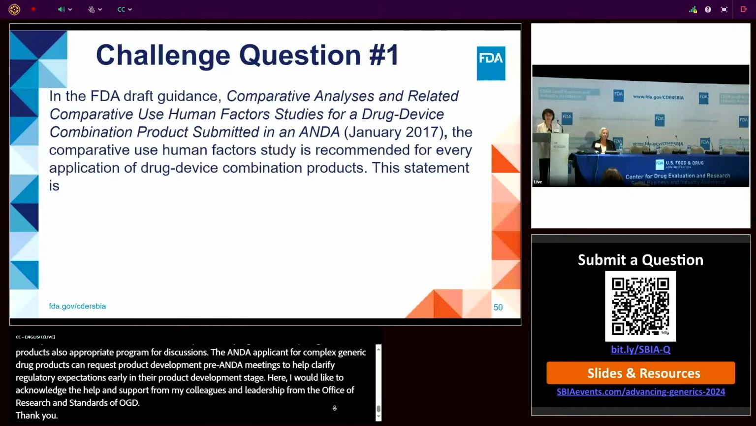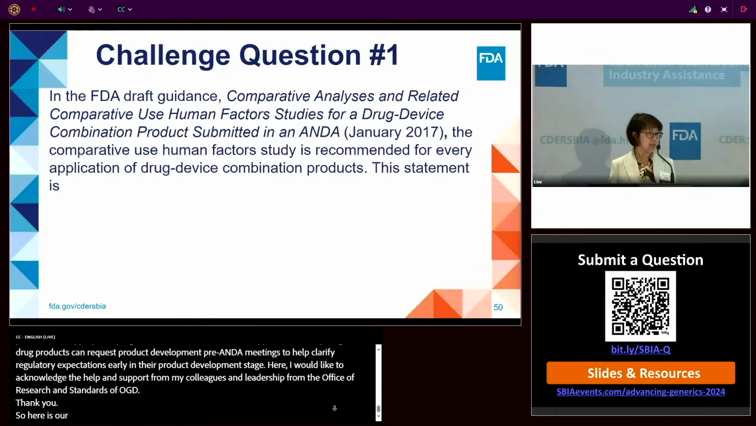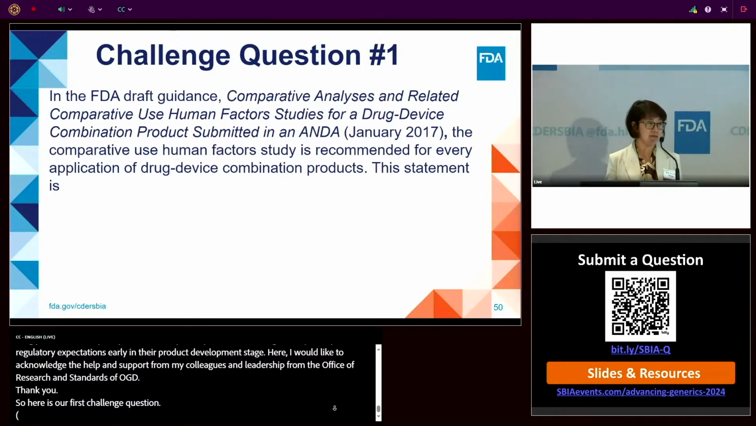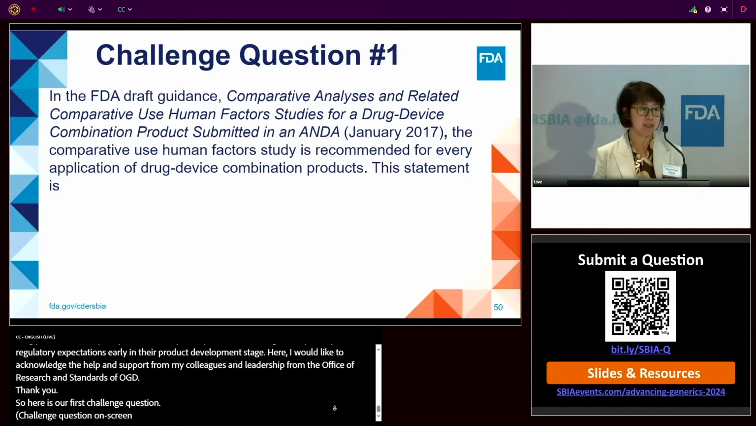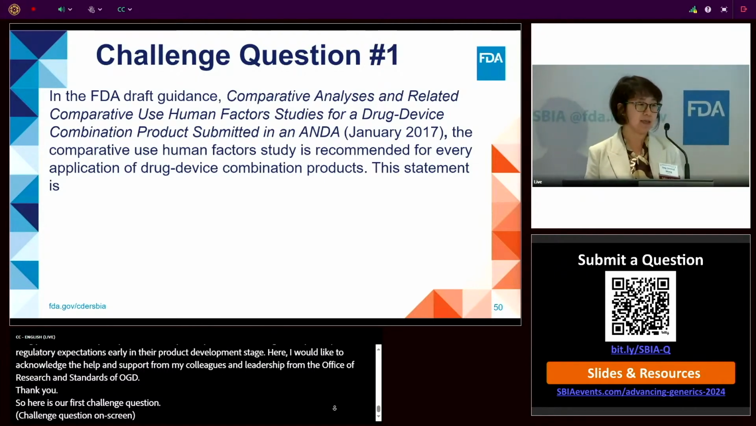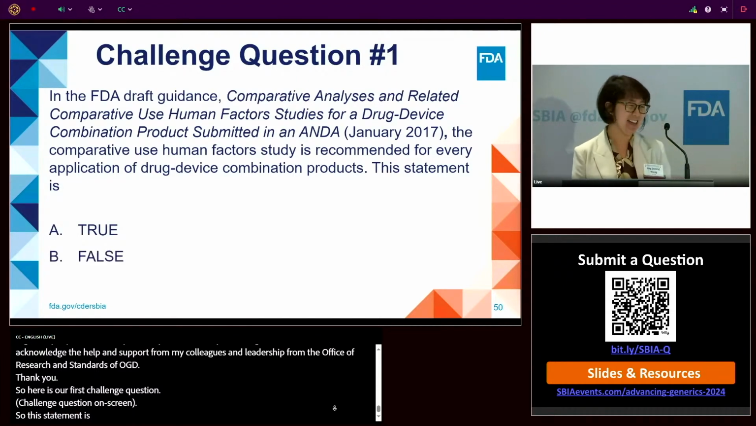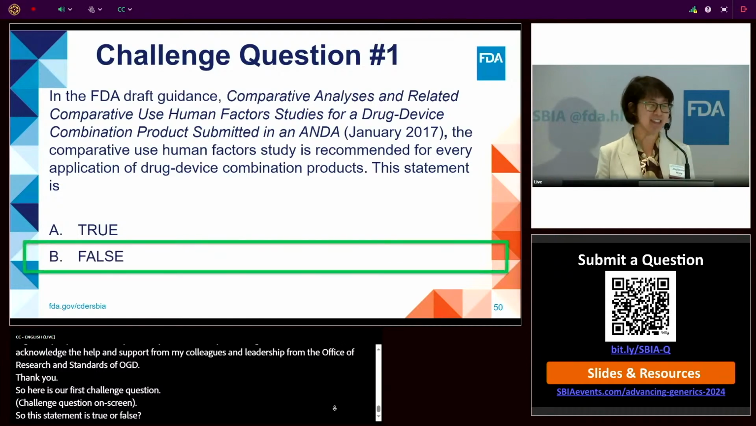So here is our first challenge question. In the FDA draft guidance, comparative analysis and related comparative use human factor studies for drug-device combination products submitted in ANDA, the comparative use human factor study is recommended for every application of drug-device combination products. Is this statement true or false? Yeah, it's false. That's good news.